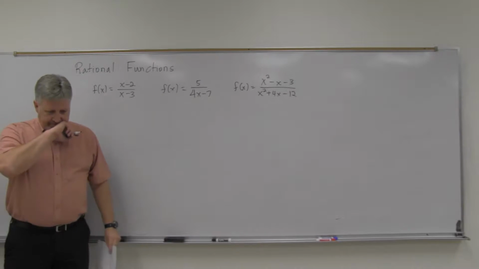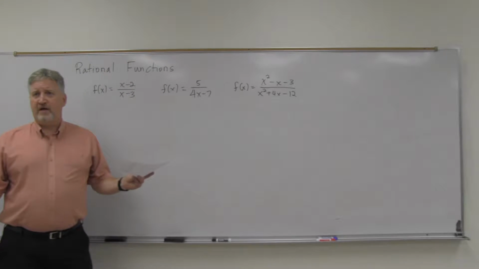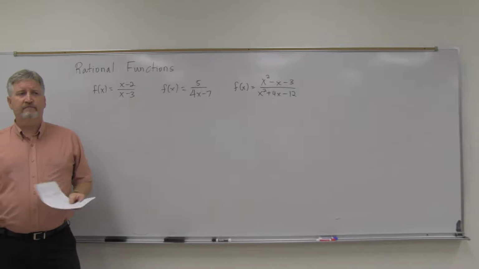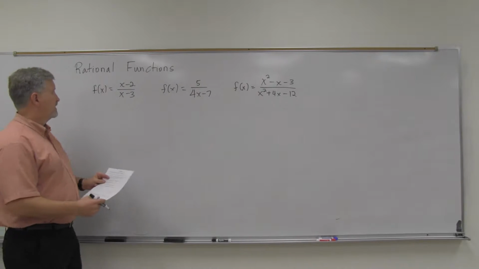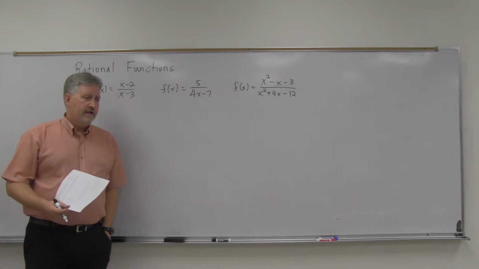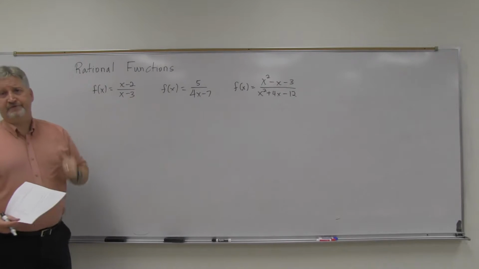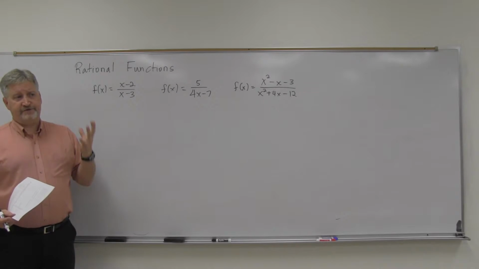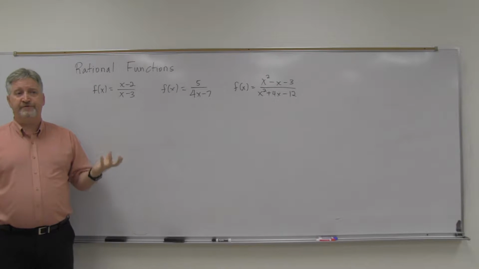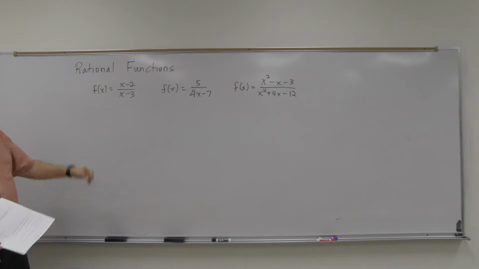A rational function is a function that's more or less made up of two polynomials divided by one another. I've listed three here. This is on the handout that I've given you, these three. Here's three examples of what are called rational functions. Ratio is the name there, so it's a ratio of polynomial functions. Two polynomial functions divided by one another.